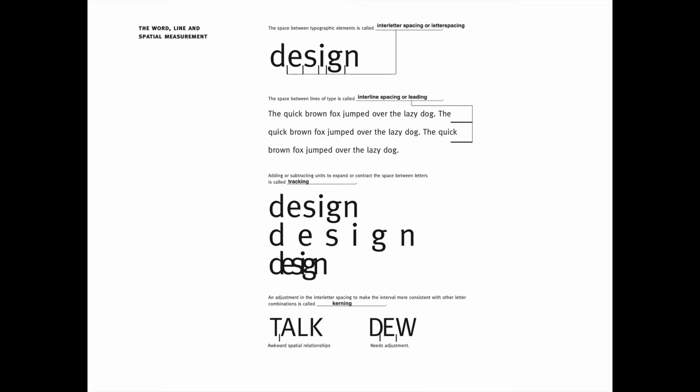The space between typographic elements is called interletter spacing, or letter spacing. The space between lines of type is called interline spacing, or leading. Adding or subtracting units to expand or contract the space between letters is called tracking. An adjustment in interletter spacing to make an interval more consistent with other letter combinations is called kerning. It's to adjust the awkward spacing between individual letter forms, so it's between two letters.